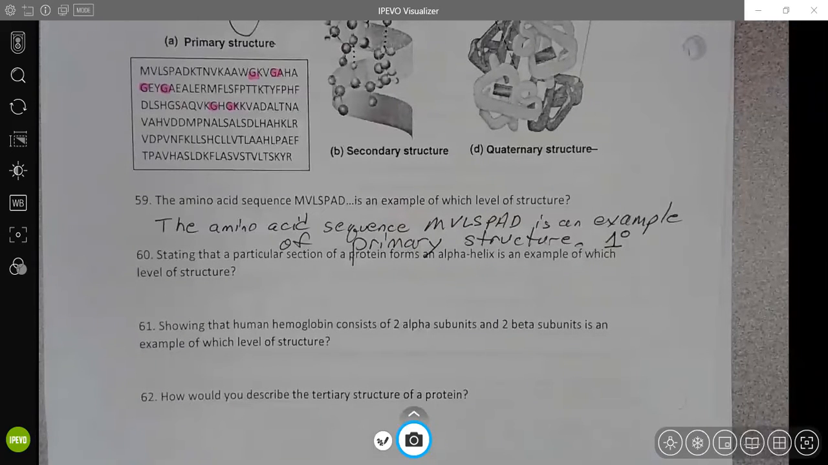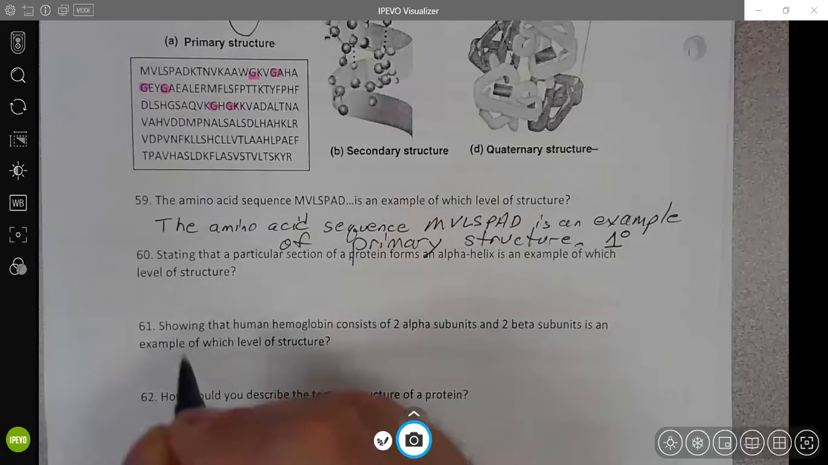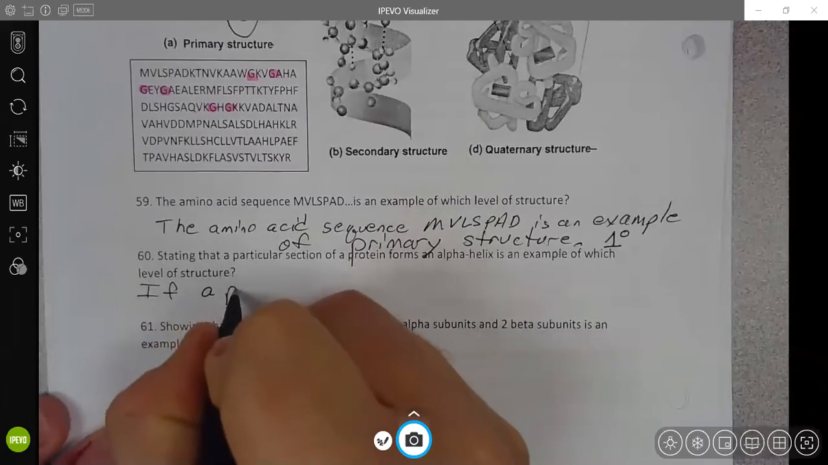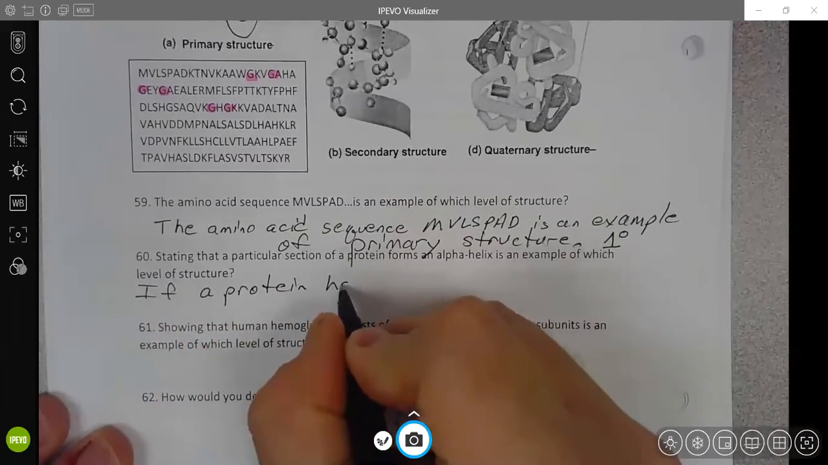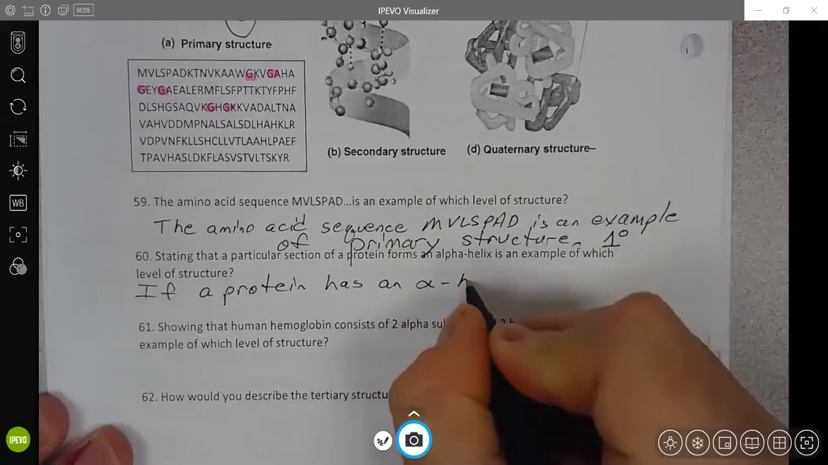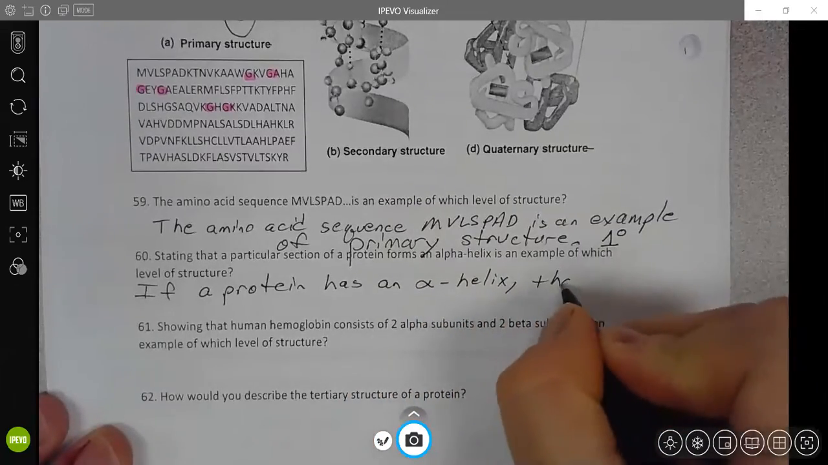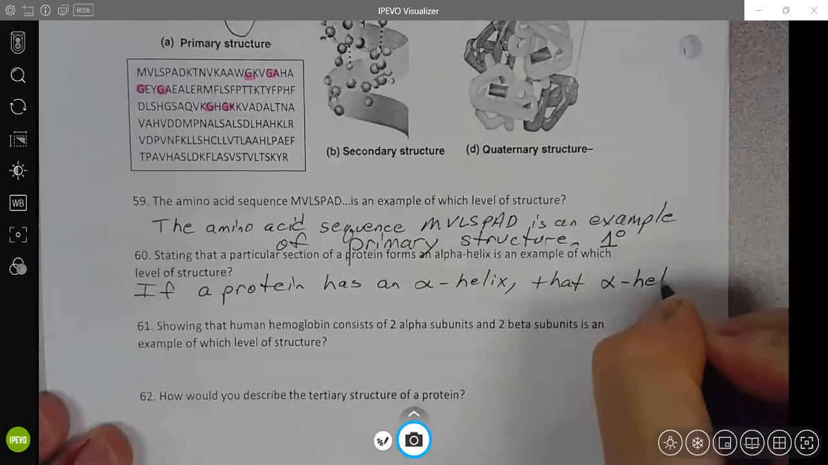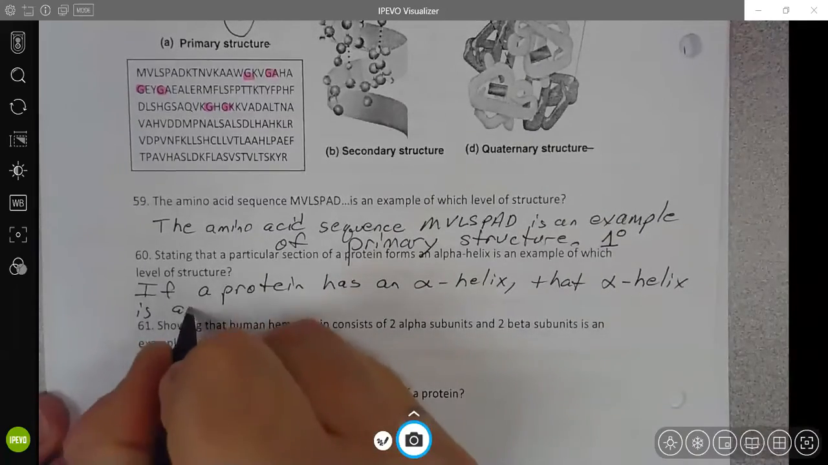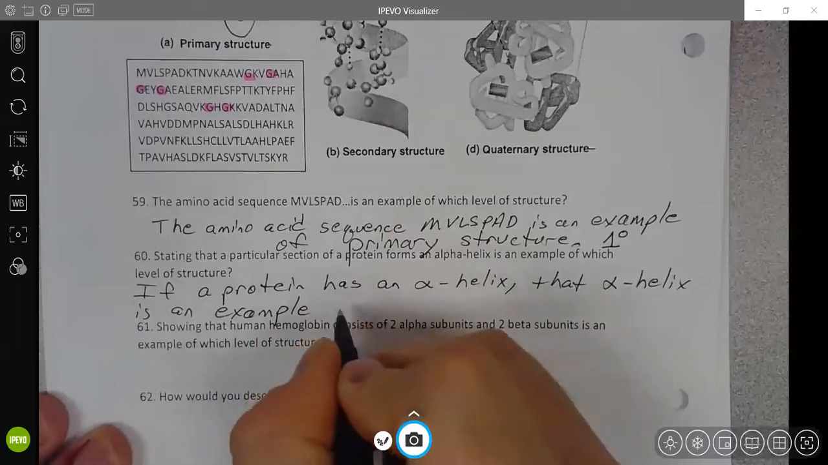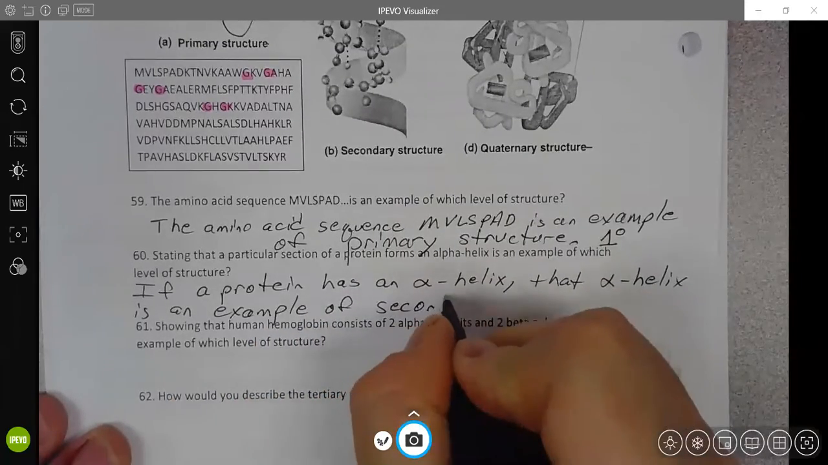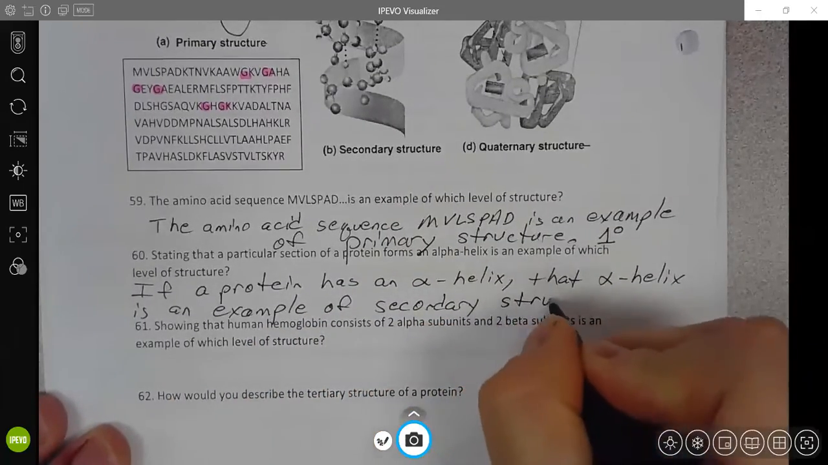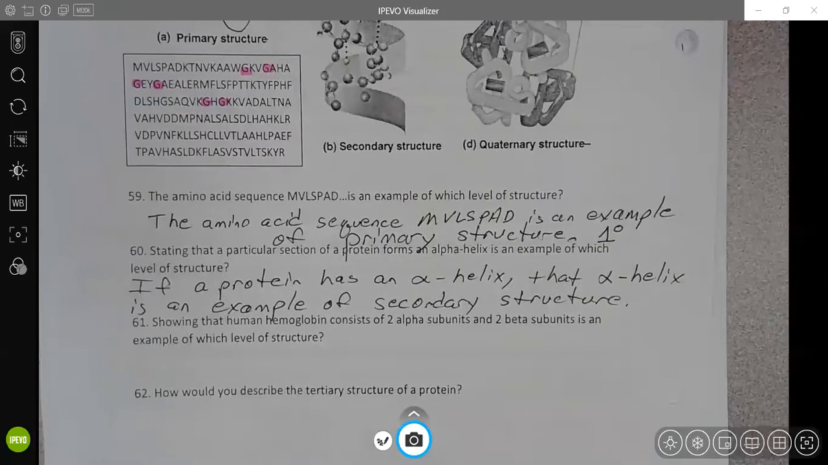Stating that a particular section of a protein forms an alpha helix is an example of which level of structure? So if a protein has an alpha helix, that alpha helix is an example of secondary structure. Now, I don't want you to get used to going in the order of 1, 2, 3, 4. That's not how you're always going to see questions coming at you.